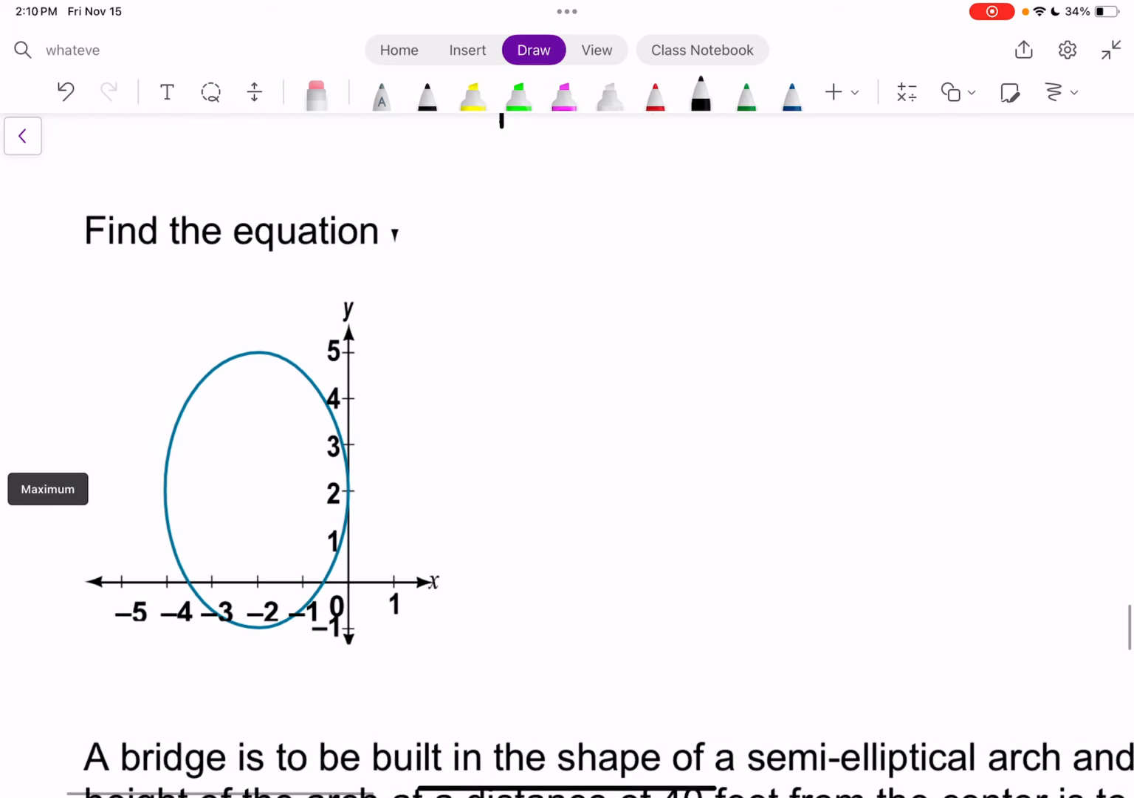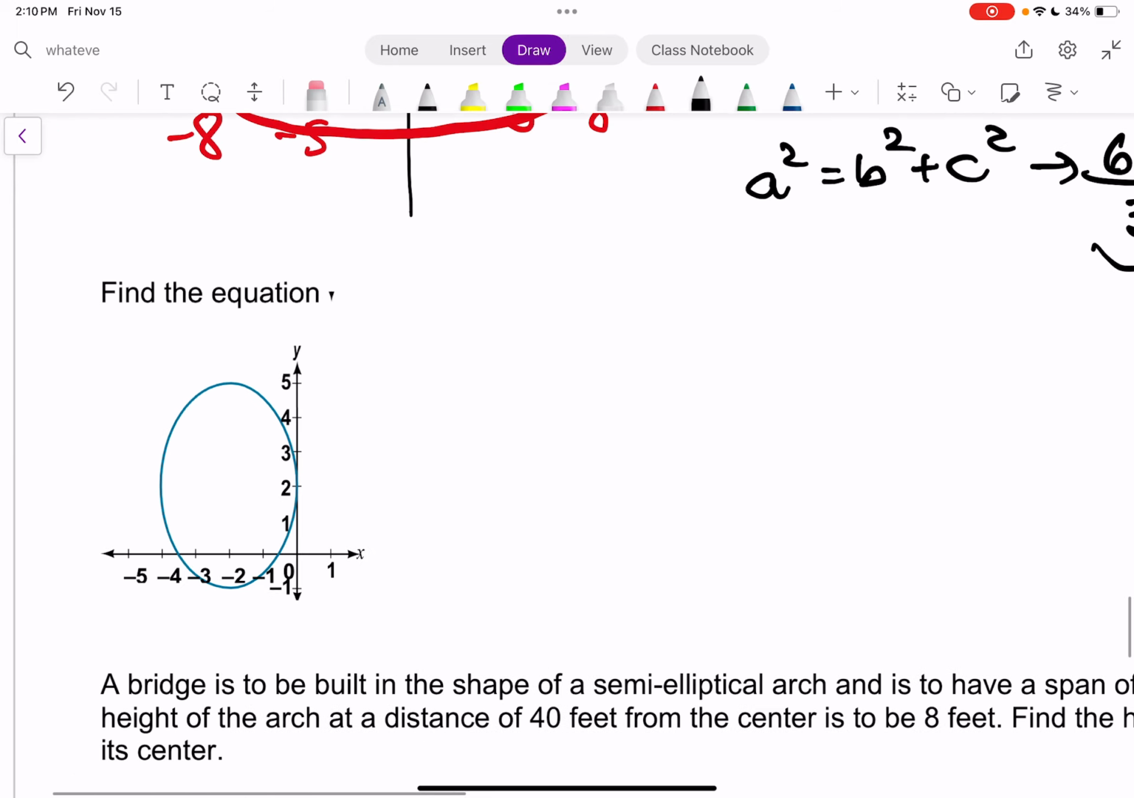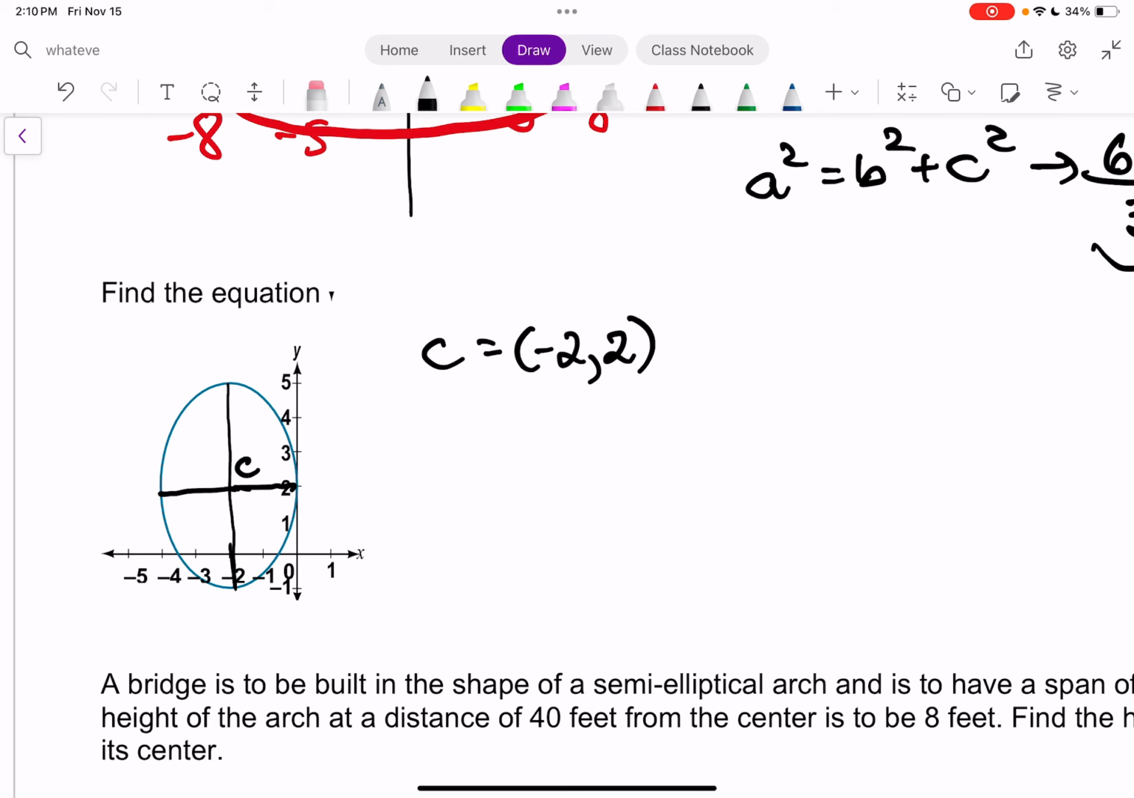Right, this one's pretty easy and very straightforward. To find the equation, I see it's an ellipse, so the first thing I'd want to identify is where the center is. So I go from longest side to longest side. And then same thing here. So I see that the center is at an x of negative 2 and a y of positive 2. Yes. Okay. And that's it.